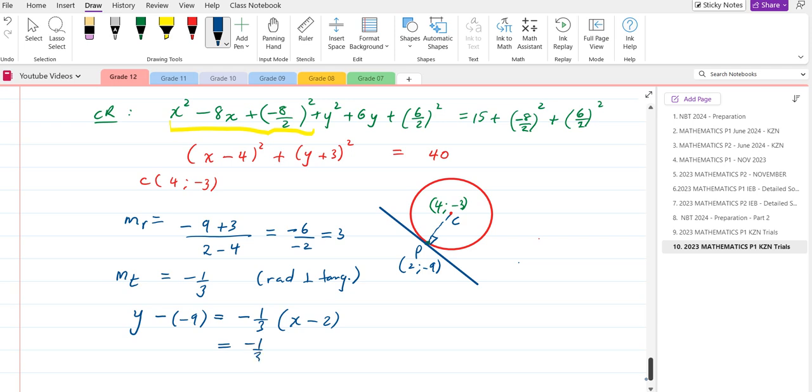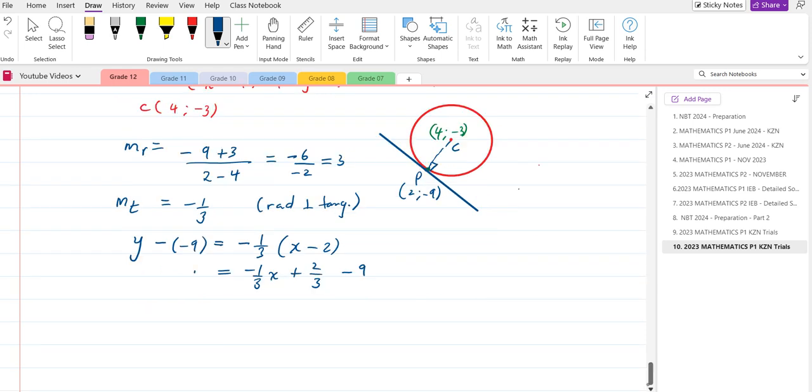So negative 1/3 x plus 2 over 3, and take this positive 9 from the left hand side to the right hand side, we get negative 9. Now if you add up those two terms, remember, take negative 9 as negative 27 over 3. So you get negative 1/3 x. What is negative 27 plus 2? Negative 25 over 3. I hope you guys understood that. Moving on to the next question.